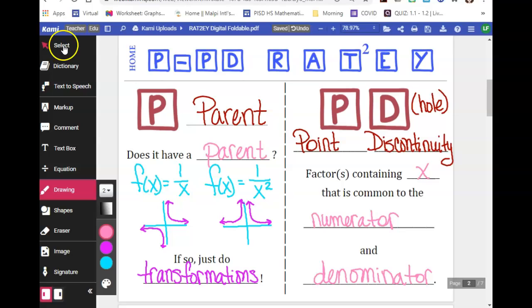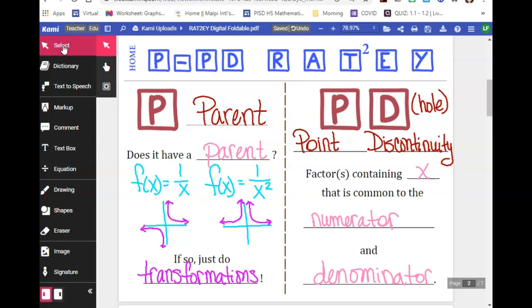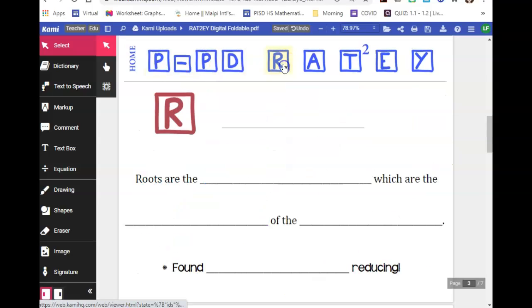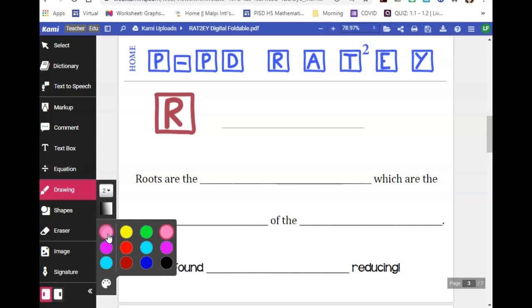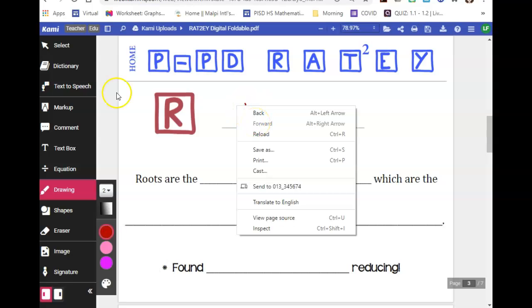So I'm going to go select my select tool. We just did PPD, so I'm going to click on R. And the R stands for roots. Oh, goodness.